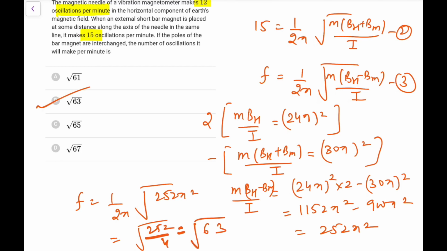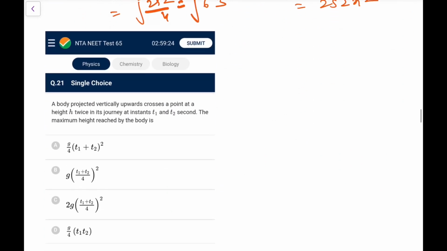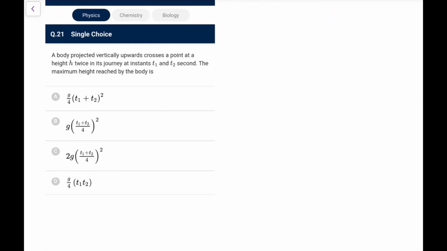So this is a question requiring some calculation and simplification that I have done. You might do it some other way also, but this is the way I have adopted.